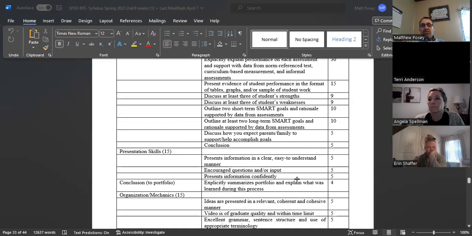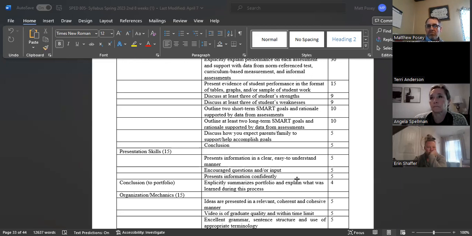Okay, so we're looking at a good natural flow to the meeting, showing that you feel confident, and you should, because you're the one that's administered the assessments. You've created the charts, tables, and graphs, and you know how this student is performing and what their strengths and weaknesses are. You're just presenting the information to them. Okay.